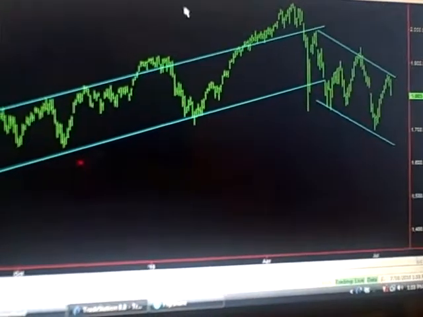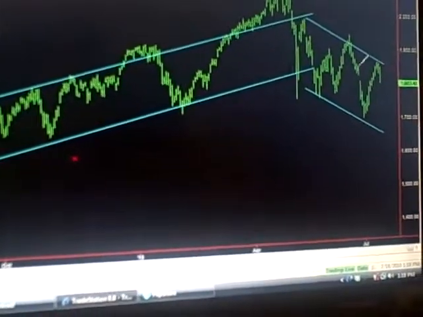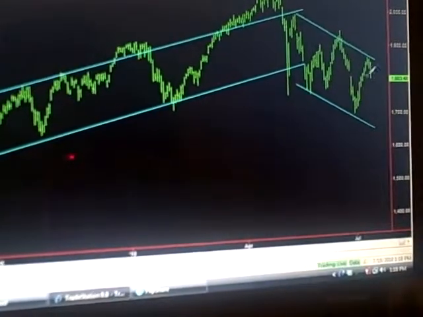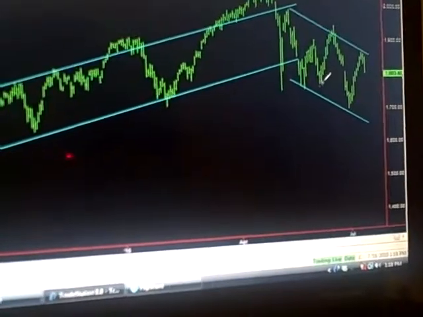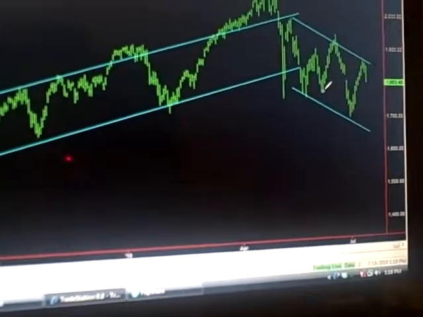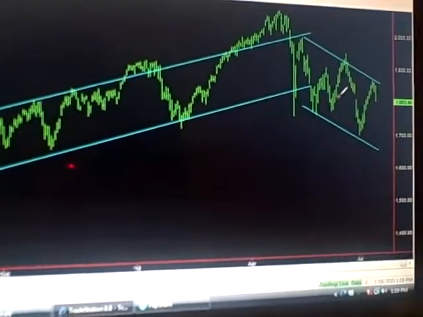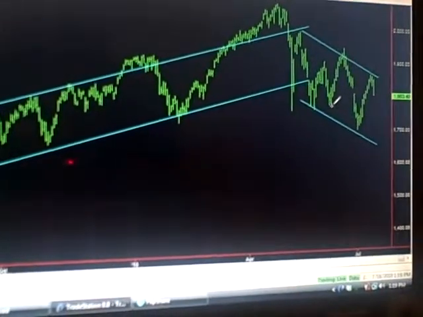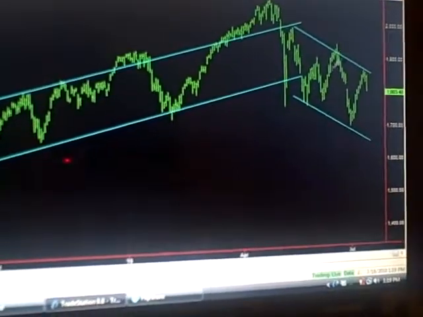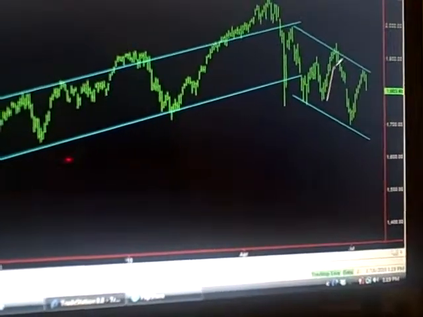Now I want to show you something kind of cool. Over this past, I don't know, 2 months, we've had this action going on here, and you can identify the cycles within the trends within the channels, also using channel lines or parallel trend lines, however you want to view it.